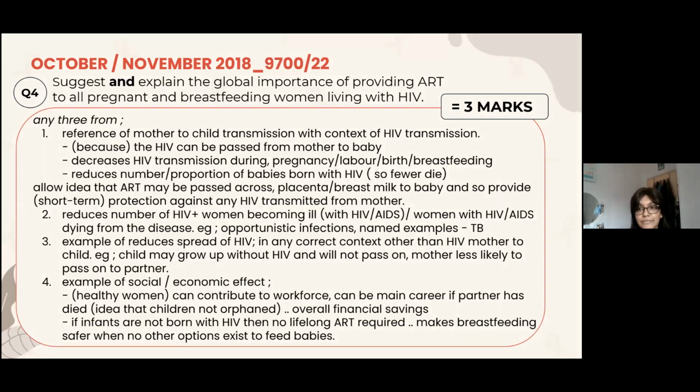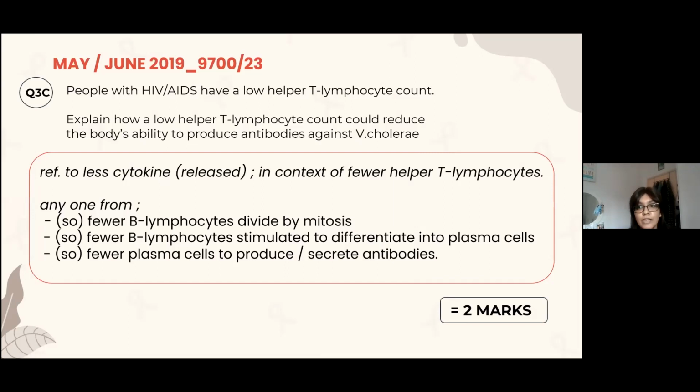Next slide. So this next question is from May-June 2019. People with HIV and AIDS have a low helper T lymphocyte count. Explain how a low helper T lymphocyte count could reduce the body's ability to produce antibodies against Vibrio cholerae.